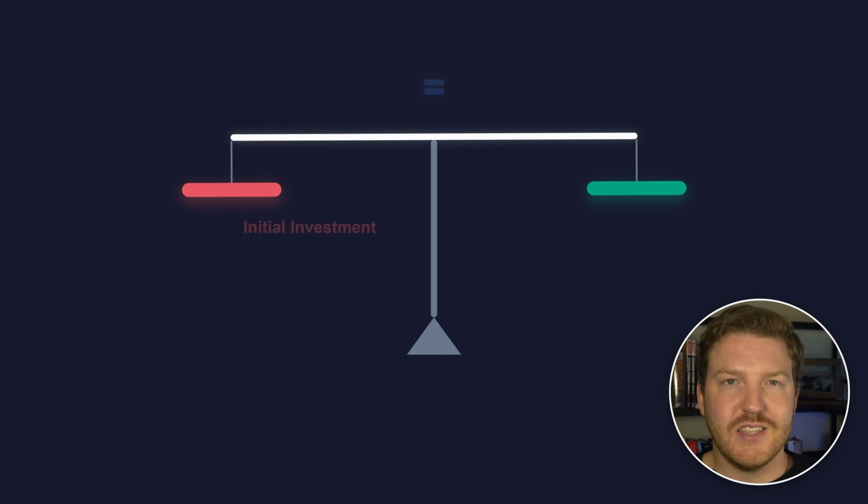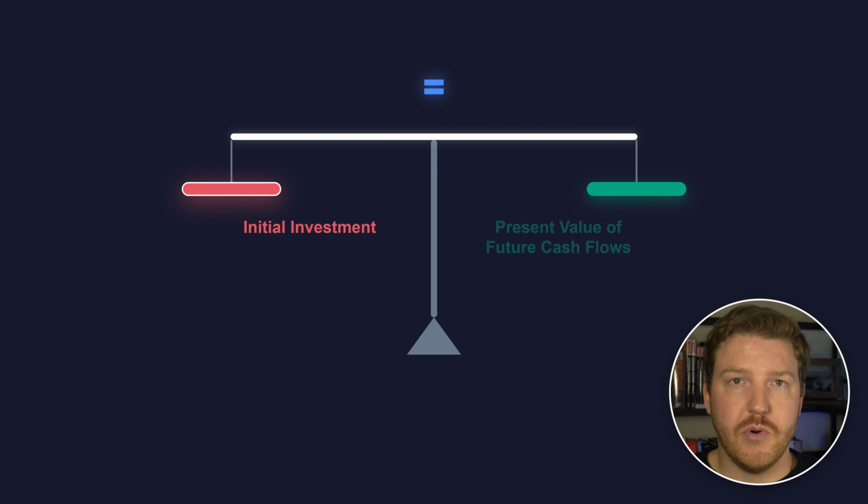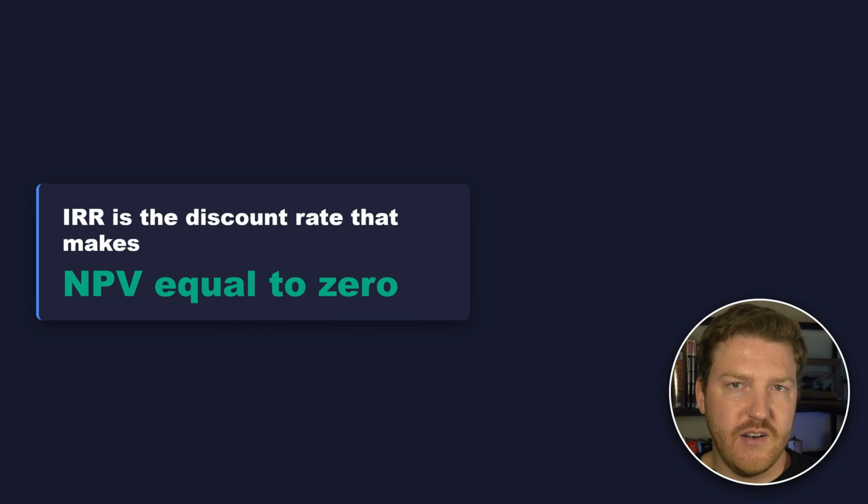IRR is the rate that makes the amount you pay today equal to the present value of what you expect to receive in the future. You will also often hear this described another way. IRR is the discount rate that makes NPV equal to zero.